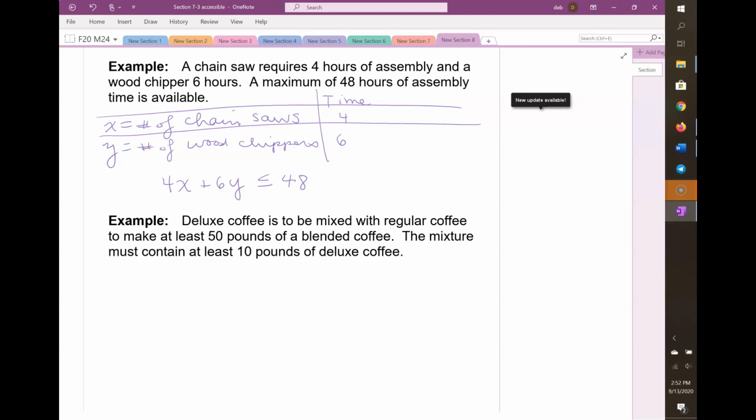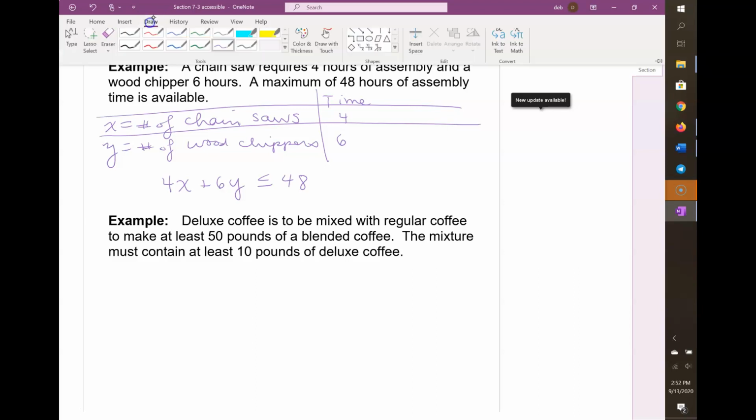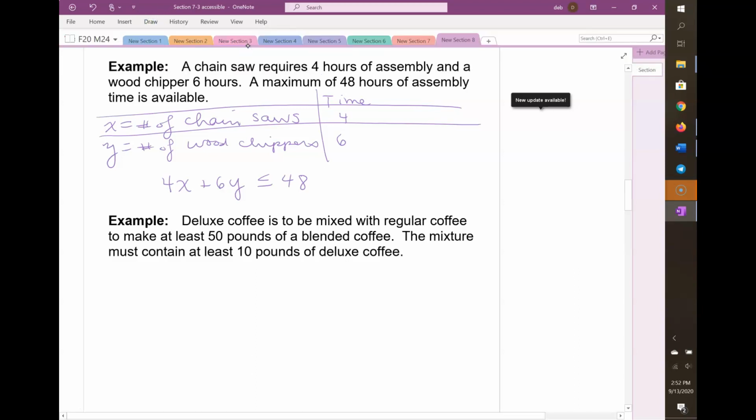Okay, then this example is a little different, so I picked this one so we would have an example of a slightly different one. So here we're mixing two kinds of coffee, deluxe coffee and regular coffee. And we want to make at least 50 pounds. So now we're talking about pounds of coffee. So X is going to be pounds of the first kind, the deluxe coffee. And Y is going to equal pounds of regular coffee.